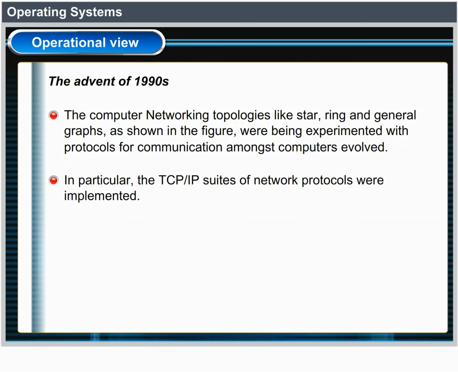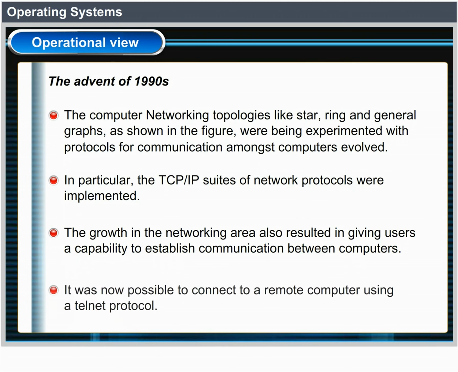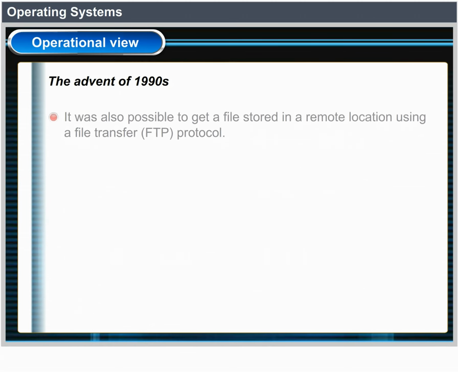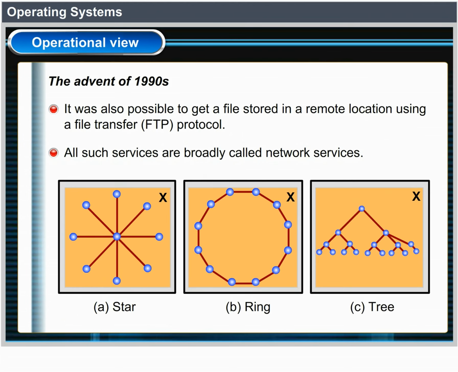The growth in the networking area also resulted in giving users a capability to establish communication between computers. It was now possible to connect to a remote computer using a Telnet protocol. It was also possible to get a file stored in a remote location using a file transfer (FTP) protocol. All such services are broadly called network services.